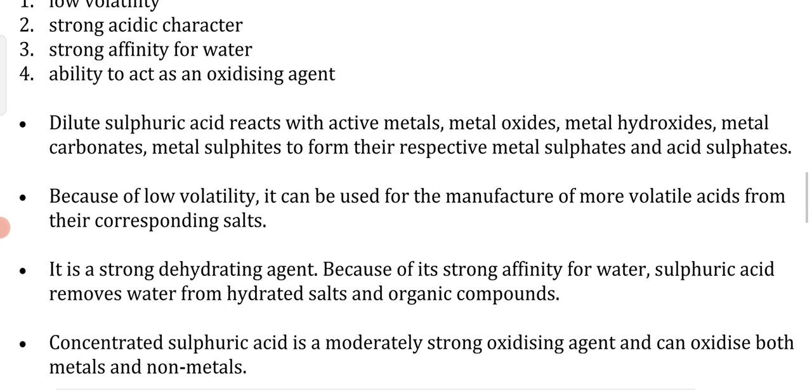So that means it is a good oxidizing agent. Dilute sulfuric acid reacts with active metal like Zn plus H2SO4 giving ZnSO4 plus H2, so hydrogen gas will be produced. It also reacts with metal oxides, metal hydroxides, metal carbonates and metal sulfides to form the respective metal sulfates and acid sulfates. Because of low volatility, it can be used for the manufacture of more volatile acids from their corresponding salts. And it is a strong dehydrating agent because of its strong affinity for water. Sulfuric acid removes water from hydrated salts and organic compounds.